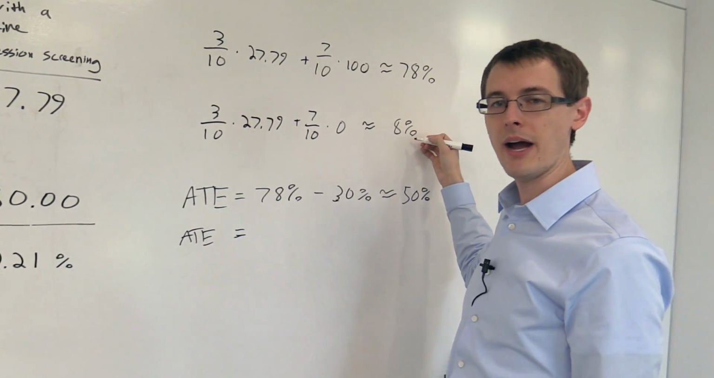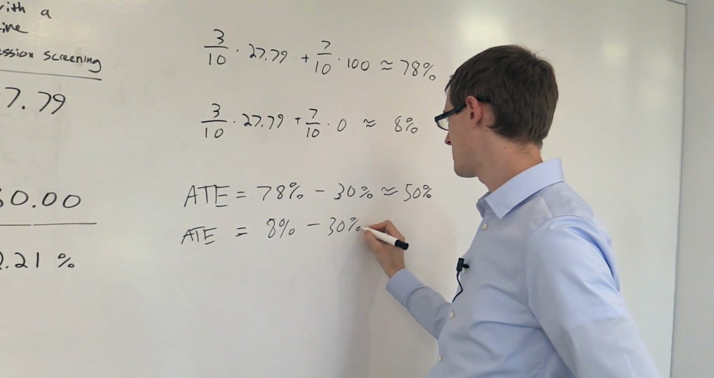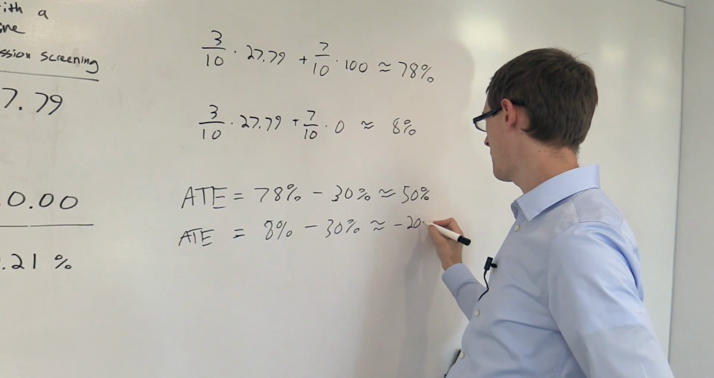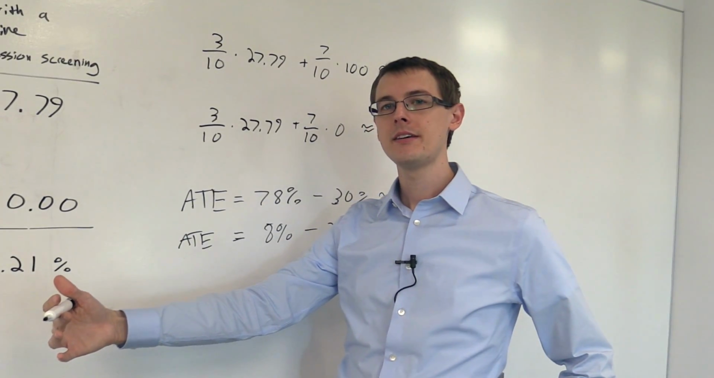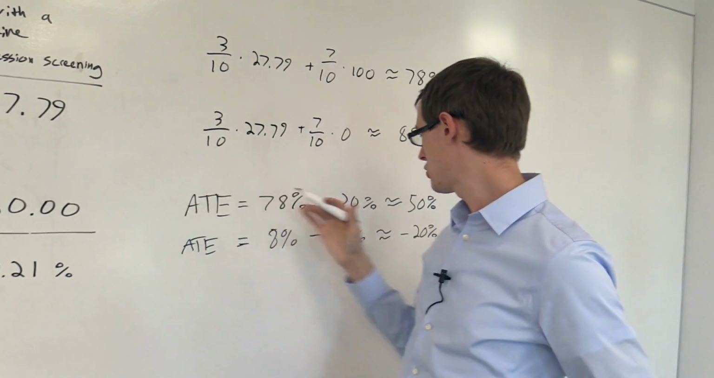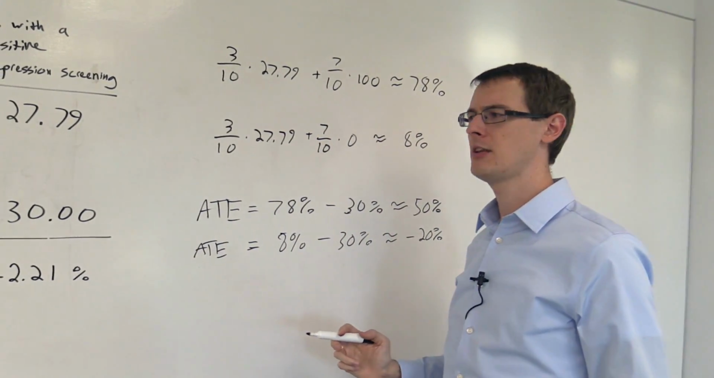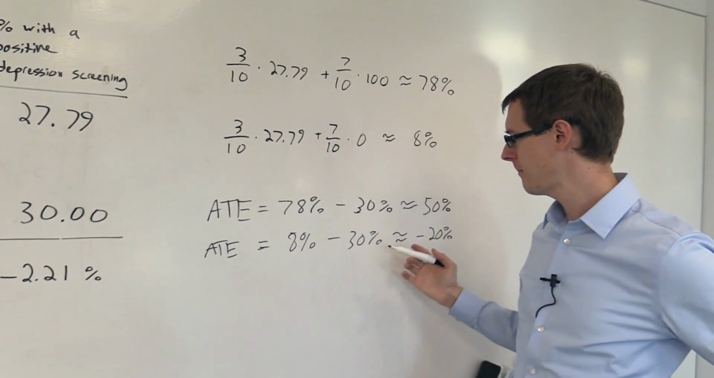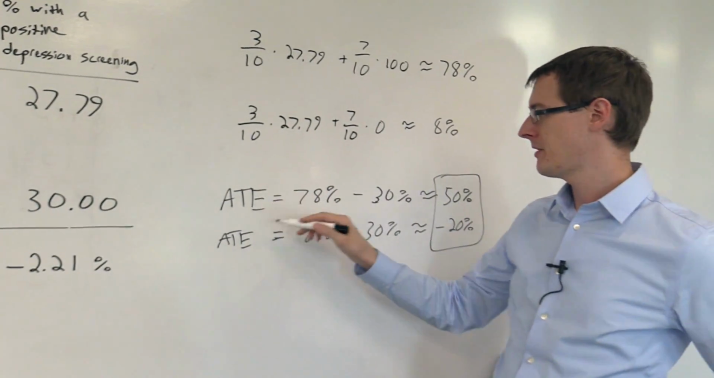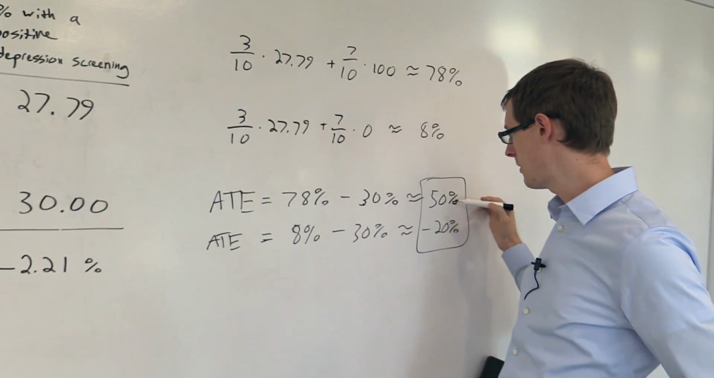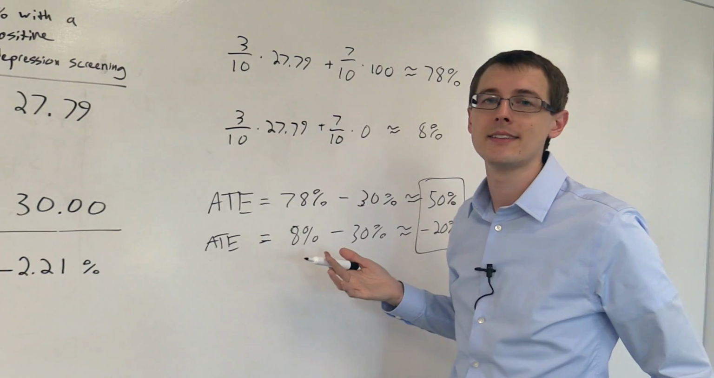Alternatively, let's look at the other bound. Could be 8% minus 30%, which is about minus 20%. So it could be that when we put everyone into Medicaid, the percentage of people who are depressed drops by 20%. That's a really big, good treatment effect, that we lower depression by 20%. So that's what our bounds analysis tells us, that the average treatment effect is between these two numbers, about 50% and minus 20%. And it's a big range because there's all this noncompliance.